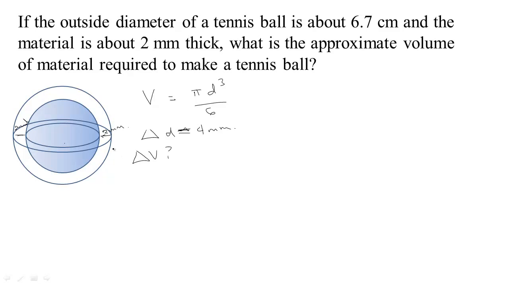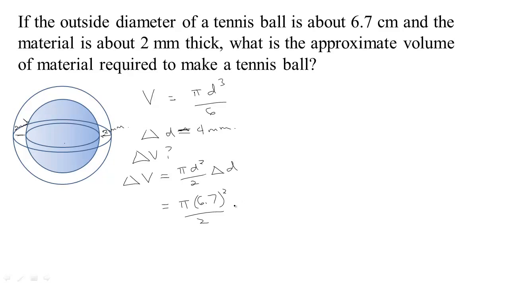We could calculate the exact answer by finding both volumes and then finding the actual difference in the volume. But we also know that the difference in the volume is going to be the derivative, which is pi d squared over 2 times the change in diameter. The diameter of the outside we know is 6.7, so we can take 6.7 squared over 2 times the change in the diameter. Now this is in millimeters. Since we're doing this in centimeters, we better convert everything into centimeters. If we do that, then the answer will be in centimeters cubed. If we did everything in millimeters, the answer would be in millimeters cubed. But we started with centimeters here.